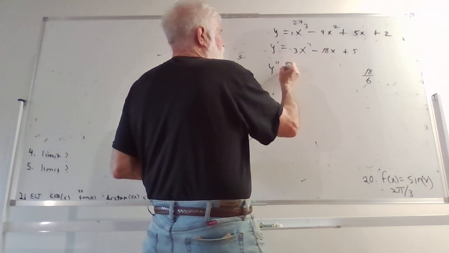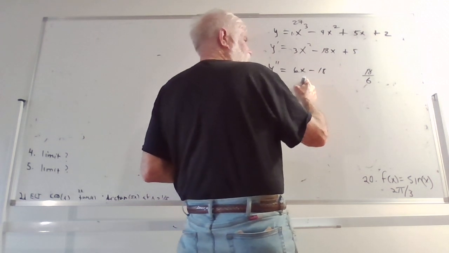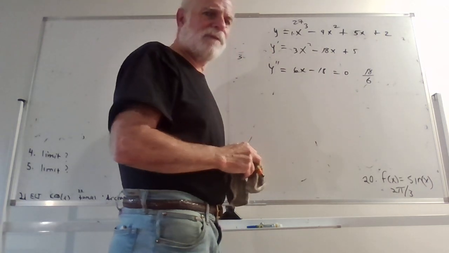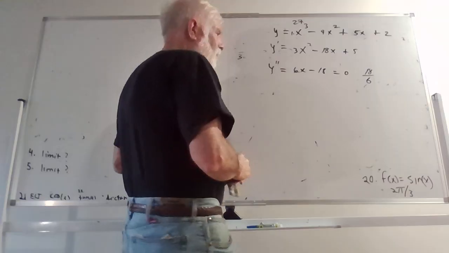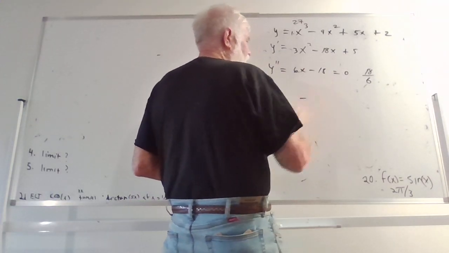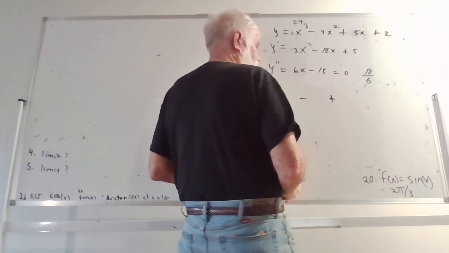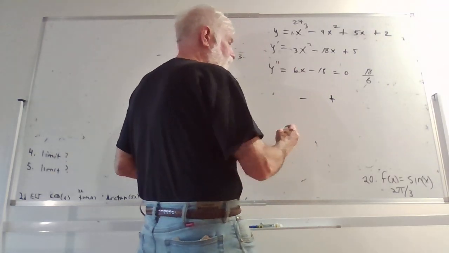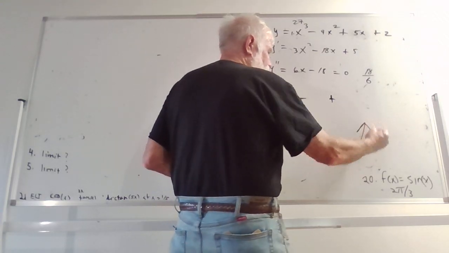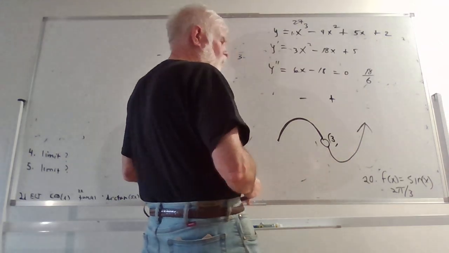But what about y double prime? 6x minus 18. What happens at 3? Oh, that equals 0. We have a candidate for a point of inflection. And what are the numbers that I plug in that are smaller than 3 going to get me? Negative values. If I put bigger numbers than 3, positive. Oh, I'm changing from negative to positive. Concave down to concave up at 3. And what is my slope at 3?